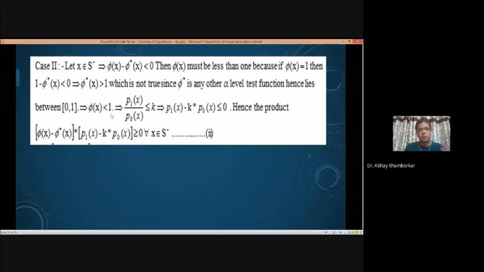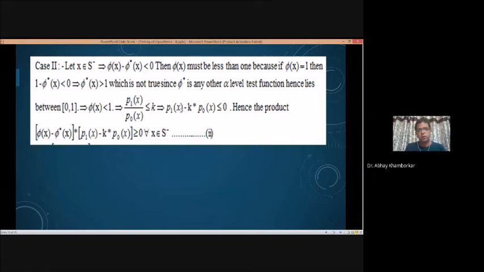So that situation can be expressed using this p1x upon p0x less than equal to k. Less than, then phi of x is 0, and equal to, then p1x equal to k, in that case phi of x is a value between 0 and 1. So therefore we can say that now p1x upon p0x less than equal to k. In other words, it means that p1x minus k into p0x less than equal to 0. So this bracket is less than equal to 0.